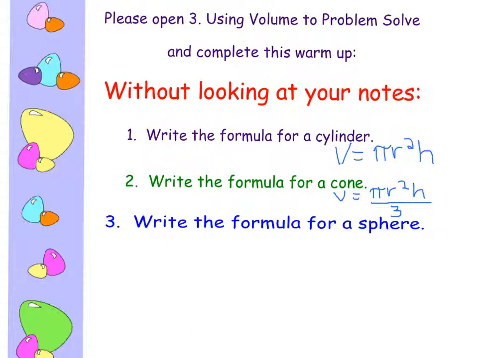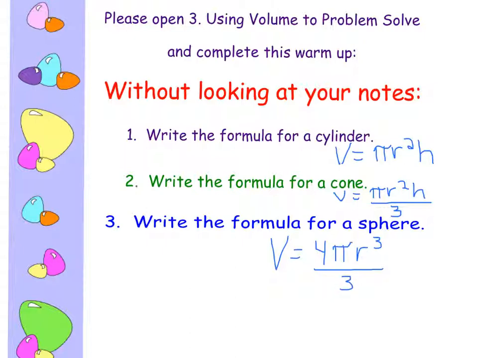And the sphere's formula is a little bit different. It's 4 times pi r cubed, and the reason it's cubed is because the radius is also the height, so there's 3 radius factors, and then it's divided by 3.